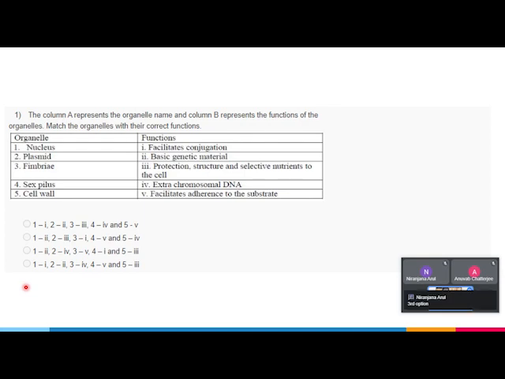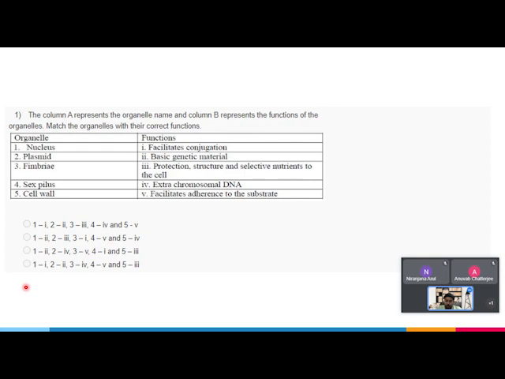Niranjana says it is option number 3. Nucleus goes with basic genetic material. Plasmid goes with extrachromosomal DNA. Fimbriae with facilitates adherence to the substrate. Sex pilus facilitates conjugation, and cell wall is protection, structure, and selecting nutrients to the cell.